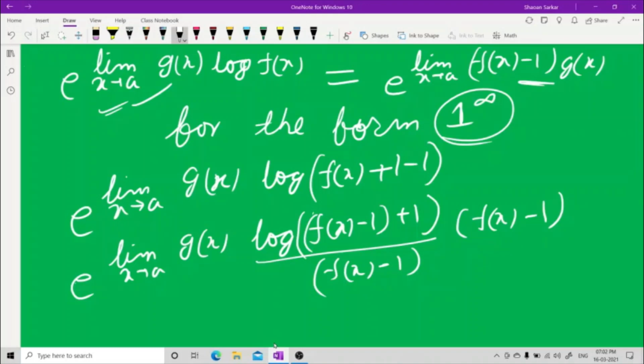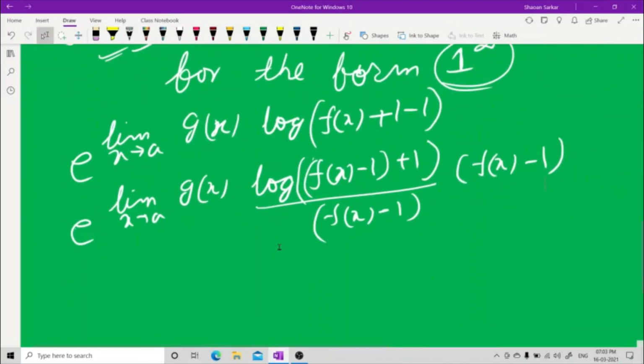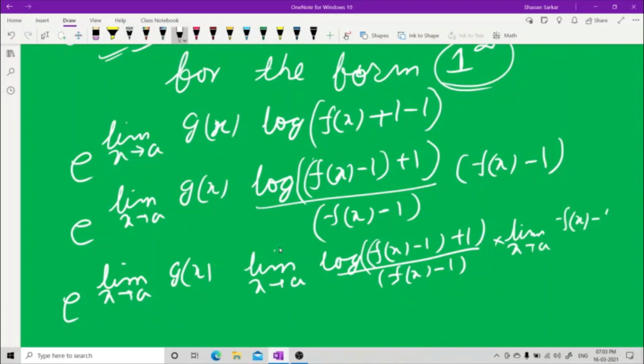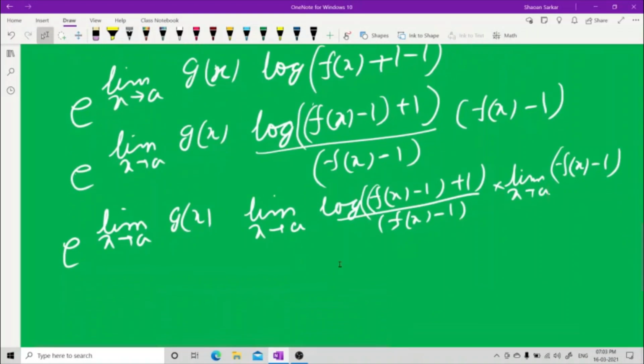Now try to understand this. Let it be, you take the limit x tending to a gx, take the limit inside, limit x tending to a log, this is all in the power of e, fx minus 1 plus 1 upon fx minus 1 into limit x tending to a fx minus 1. Now look one thing here, this is the point of discussion. If this is done, everything is done.